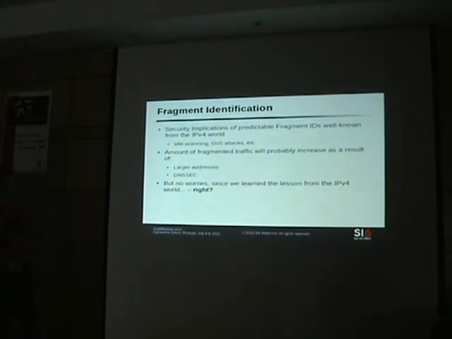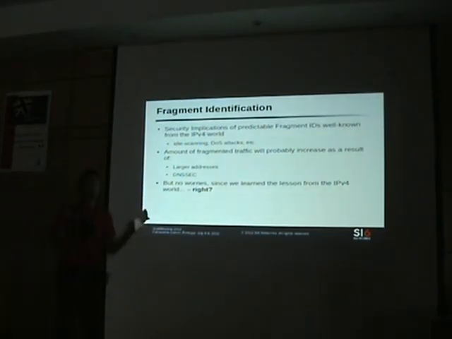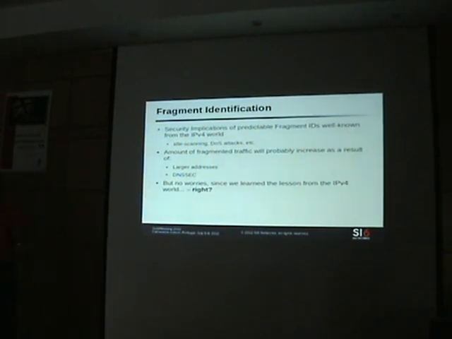So, what are the security implications of fragmentation and reassembly? Well, they are essentially all the same ones as in the IPv4 world. So for example, if you use predictable fragment IDs, you may be leveraged for idle scanning, denial of service attacks, and so on. And probably one thing that may exacerbate this problem is that as a result of the larger addresses and also, for example, the increased size of packets, for example, resulting from DNSSEC, it's likely that the amount of fragmented traffic will increase.